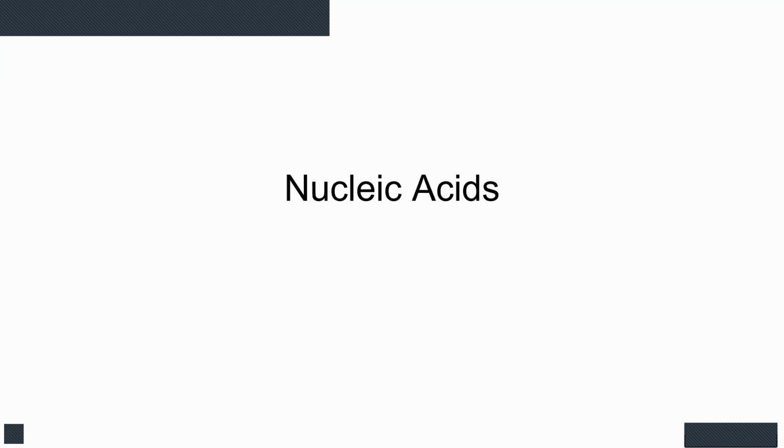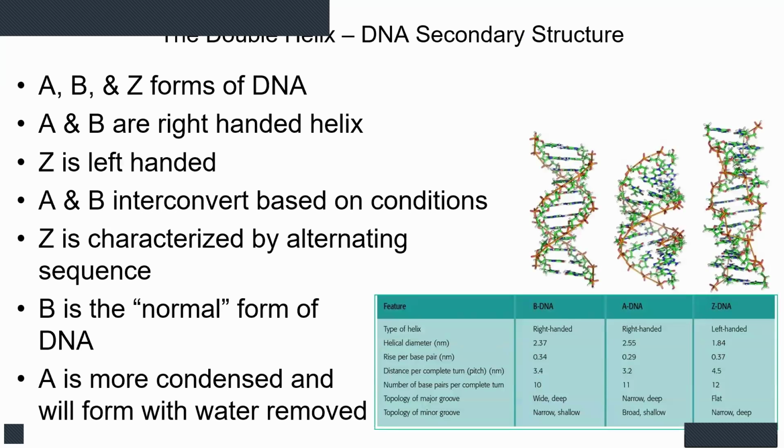DNA, nucleic acids. This is where we are. What we've been talking about, and generally when people talk about DNA, is they talk about a form of DNA that they don't really always identify as that. There are a total of three different forms. There's A, B, and Z form.